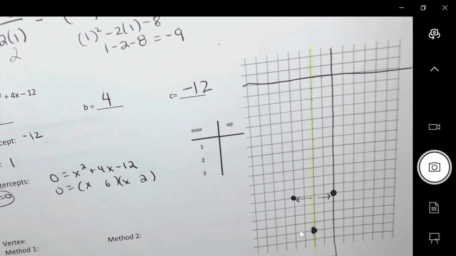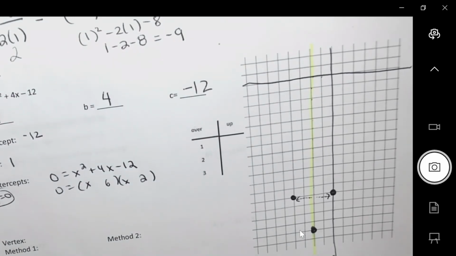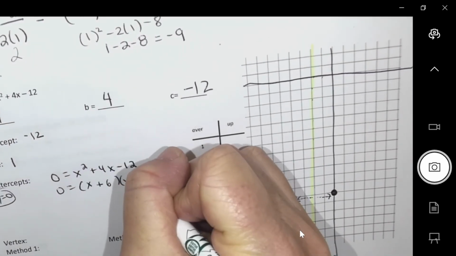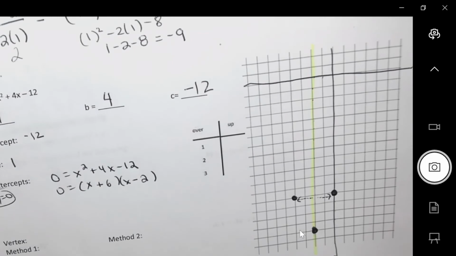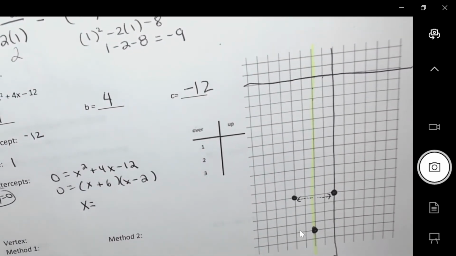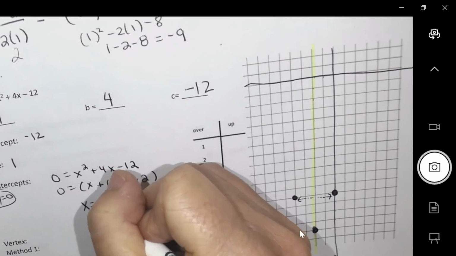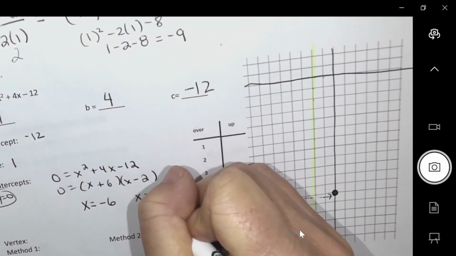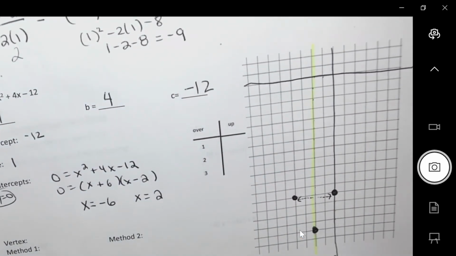6 times 2, or did you pick? So that could get me a 12 and add to a 4 somehow. 6 positive, 2 negative, because I need to make it a positive 4. So x equals what number? Negative 6 and positive 2. That's what's causing that equation to turn into 0.